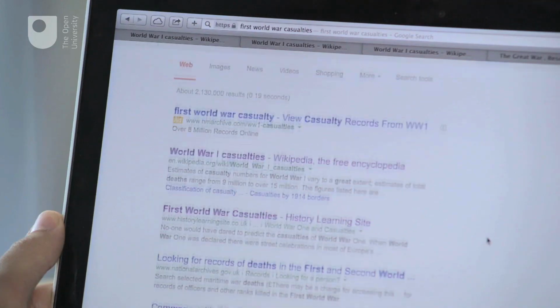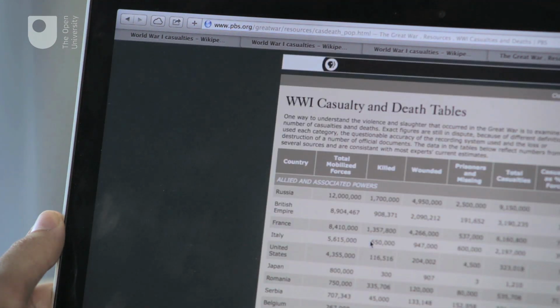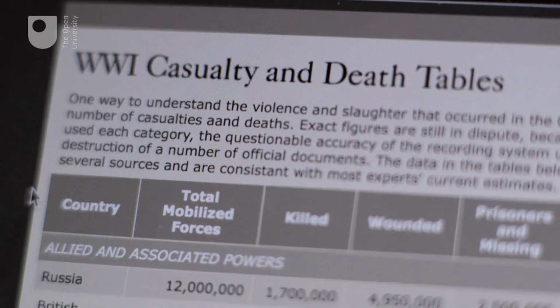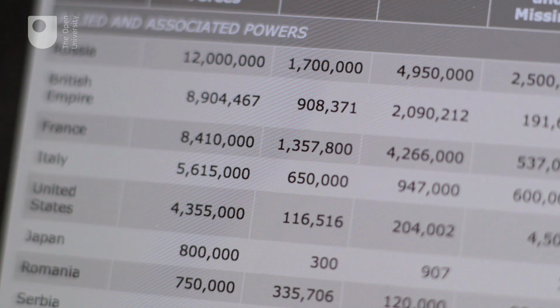Exactly. If we go to another one of our hits from the search engine, and we look at this website here, which is pbs.org. Is that the American public broadcaster? It is, yes. So this is a table, obviously, that originates from America. And if we try and look up British deaths during the war, that figure isn't listed. All we have here is the figure for the British Empire. So where does the information on PBS come from, do we know? Well, there isn't actually any reference listed here.